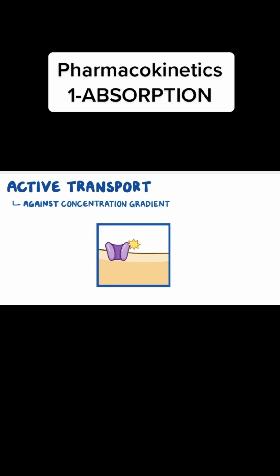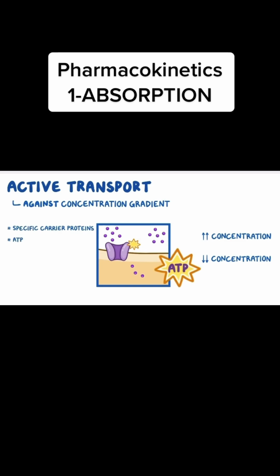Now, some medications need to be transported through active transport against their concentration gradient, so from an area of lower concentration to an area of higher concentration. This can be achieved with specific carrier proteins that use ATP as an energy source to pump medications against their gradient.